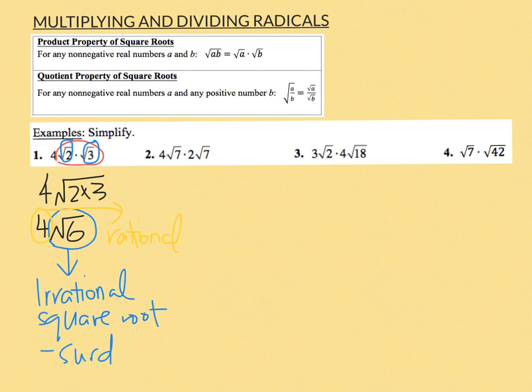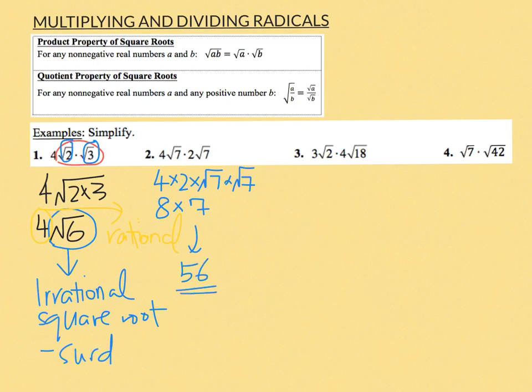In example 2, you have to simplify 4 times square root 7 times 2 times square root 7. I can apply the commutative property of multiplication, meaning that you can switch the numbers around and they are still equal. You can write it as 4 times 2 times square root 7 times square root of 7. In this case, the rational parts, 4 times 2, will give you 8, and square root 7 times square root 7 is equal to 7. So the answer for example 2 will equal 56.